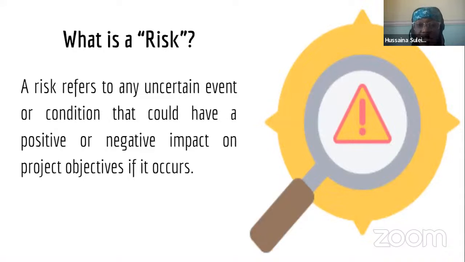So a risk refers to any uncertain event or condition that could have a positive or negative impact on project objectives if it occurs. Why I said positive or negative is that sometimes a risk can be in favor of your project, or at the same time it might also cause a negative impact or be at a disadvantage of your project or whatever task.